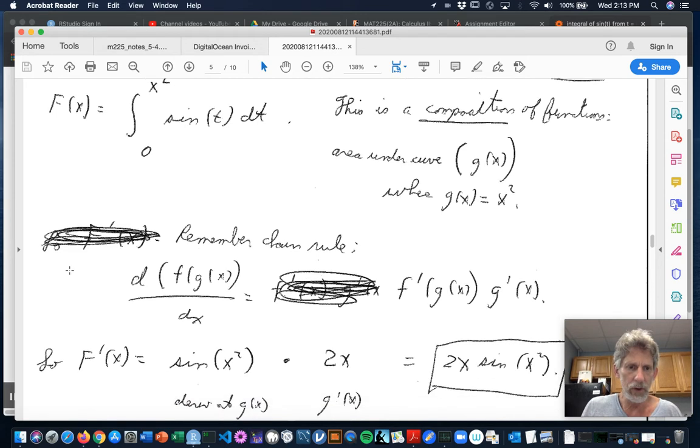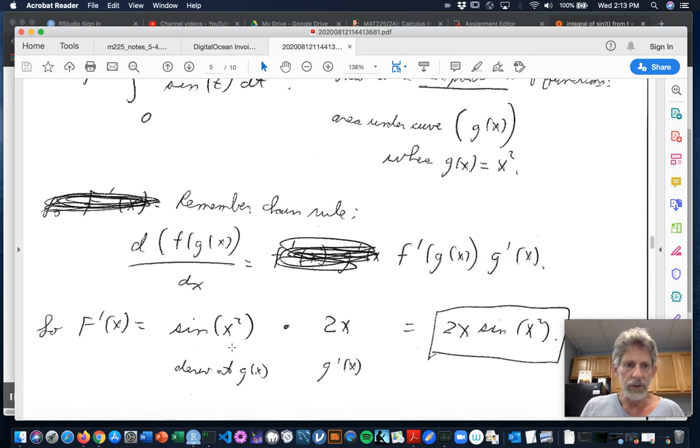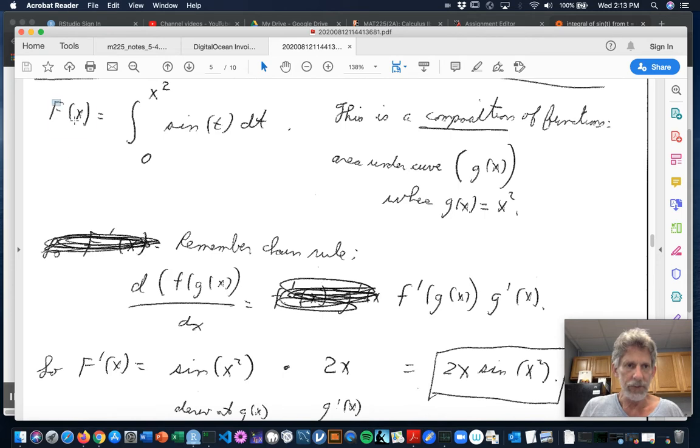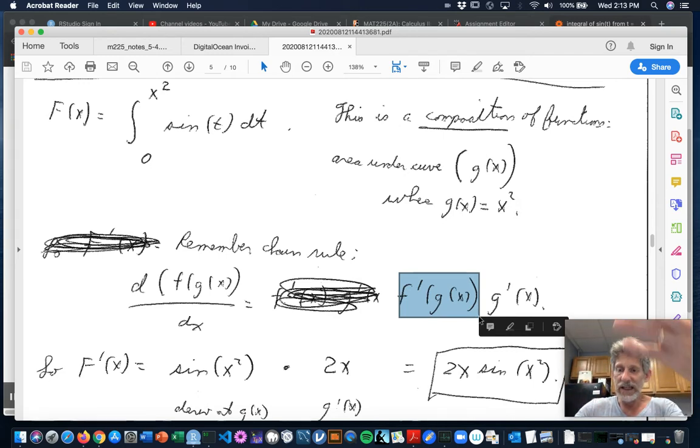Now remember how the chain rule works. The derivative of outer composed with inner is the derivative of the outer at the inner times the derivative of the inner function. Okay, so the derivative of our capital F is going to be the derivative of the outer, the derivative of the area under the curve function. So that would be take the integrand and stick in your upper limit instead of the t. So that's the derivative of the outer at the inner function.